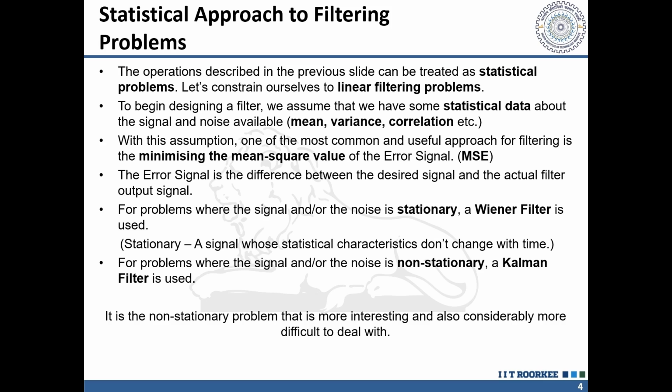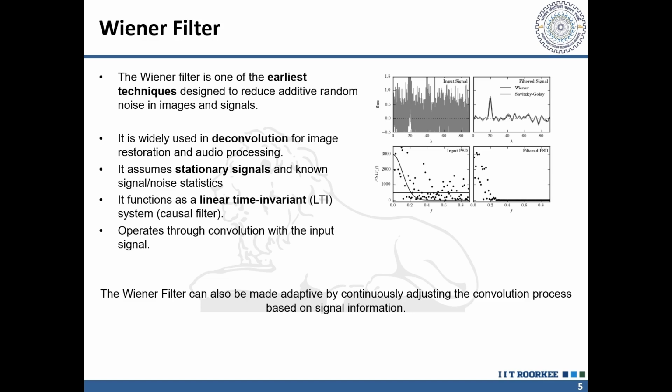The Wiener filter is one of the earliest techniques designed to reduce additive random noise in images and signals. A key application of the Wiener filter is deconvolution, a process that helps reverse the effects of convolution on recorded data, which is especially useful in image restoration or audio processing. The Wiener filter operates in the domain of stationary signals and assumes a priori knowledge of the signal and noise statistics. It can be understood as a linear time invariant system, making it a causal filter.